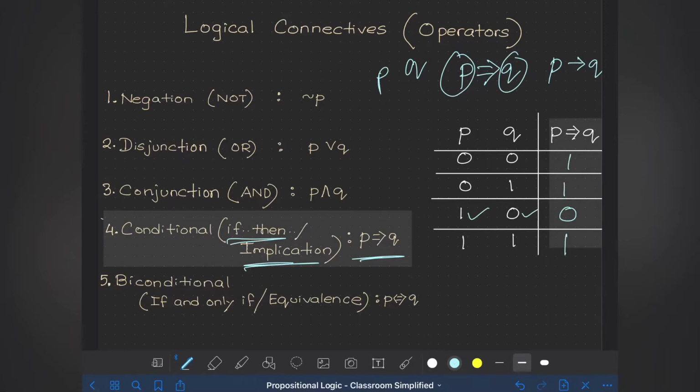We have seen the example before, that compound statement: if you work hard then you will pass, right? So here you can say that if you don't work hard you will not pass. Yes, that is true, that's why the first row is true. The second row says that if you don't work hard then you passed.